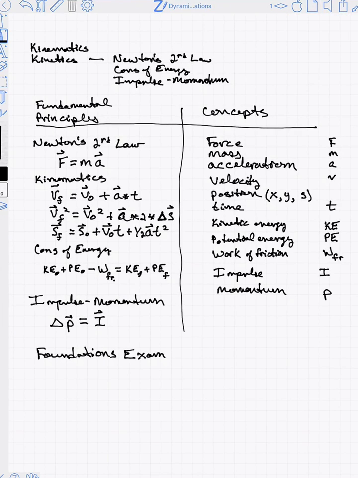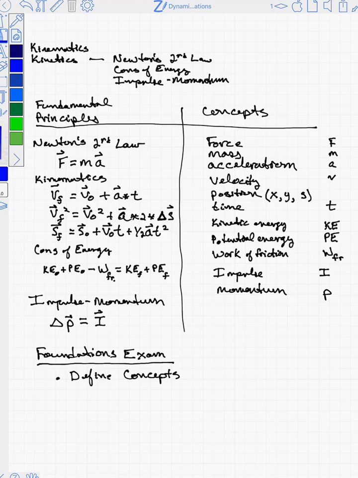In Dynamics Foundations video number 1, we identified that there are fundamental principles and there are concepts. We got to the point where there's going to be a foundations exam, and we want to know what should we be able to do in a foundations exam. There are really just a handful of things. One of the expectations is that we can define concepts. So remember now, these are our concepts.